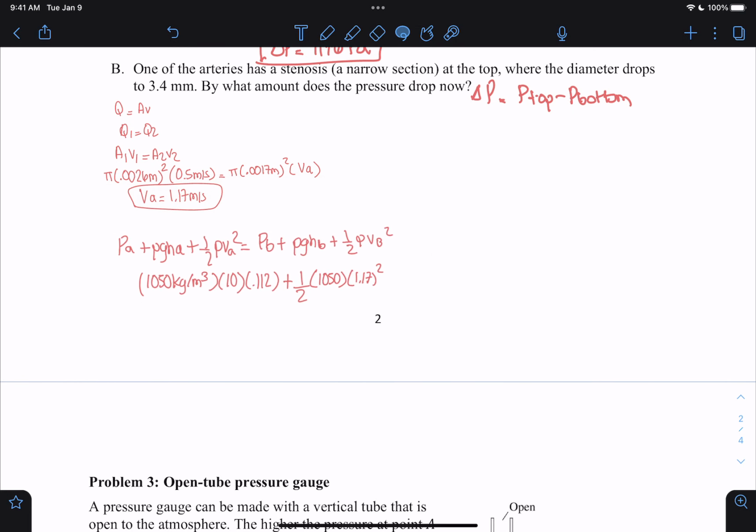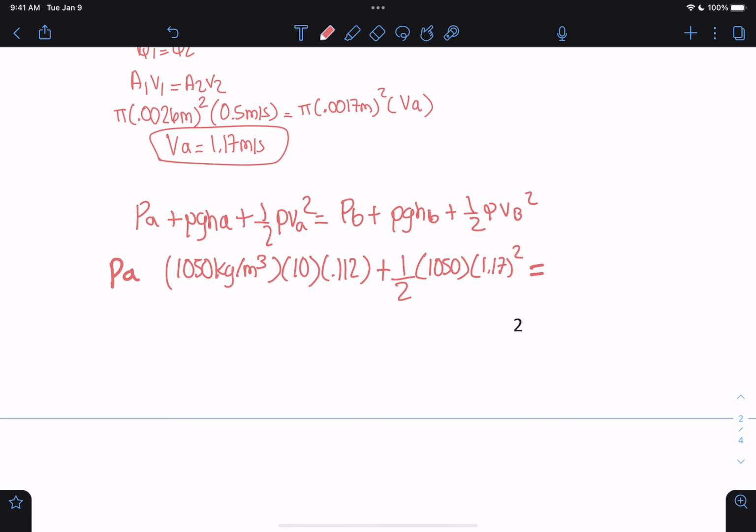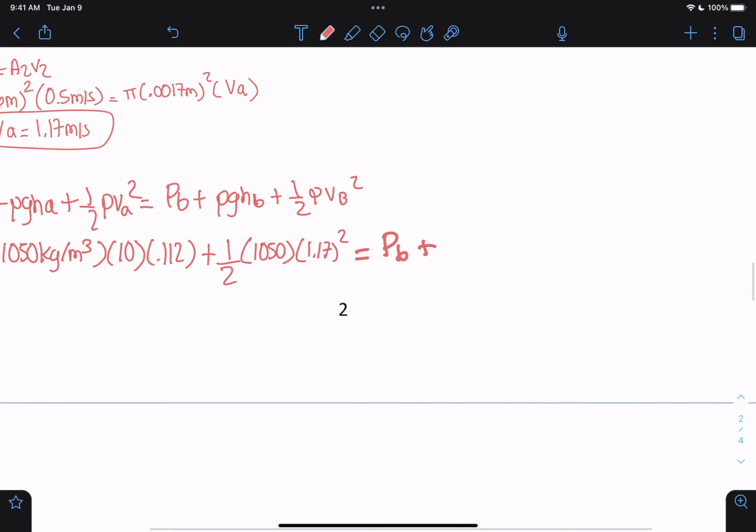And so now, on the right-hand side, you still have that PB that we don't know. Still have the same 1,050 kilograms per meter cubed for our density, times the same 10 meters per second squared for our gravity, times the height at B. Well, the height at B should be 0. The height at B is 0 because they're at the bottom here. That's our reference point, essentially. So that whole term goes to 0.